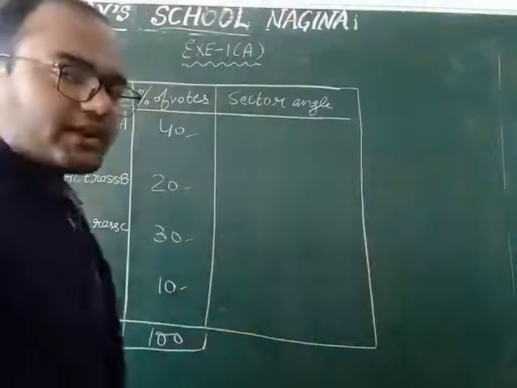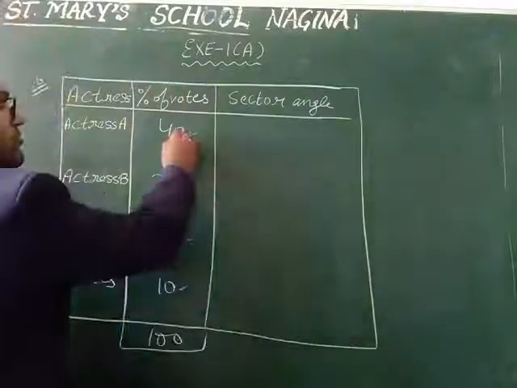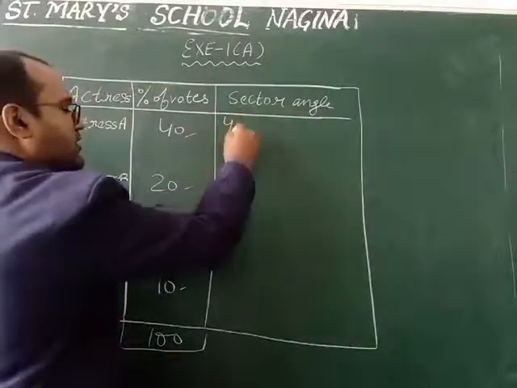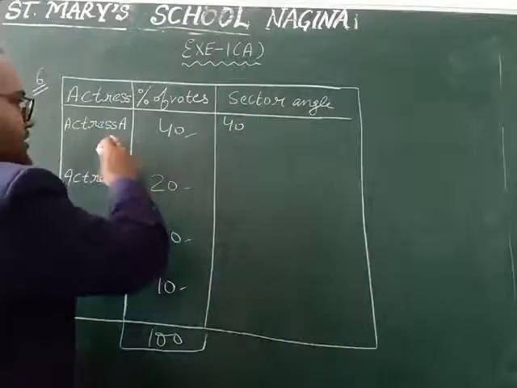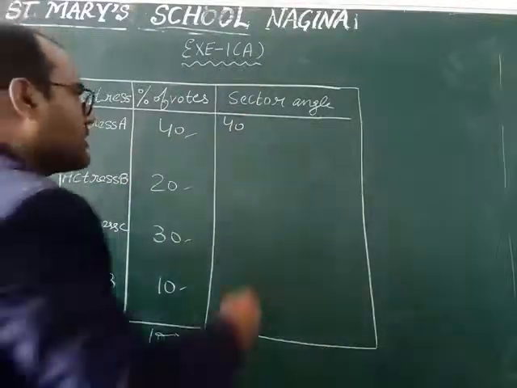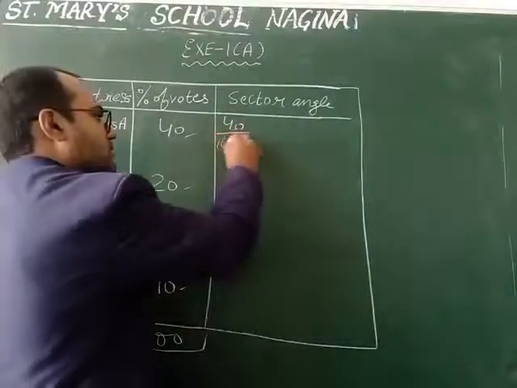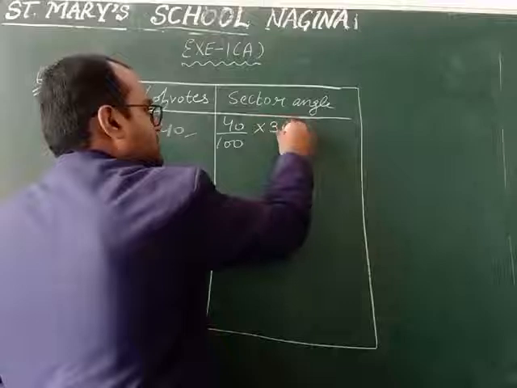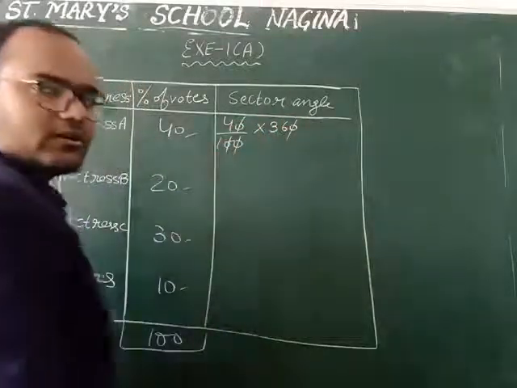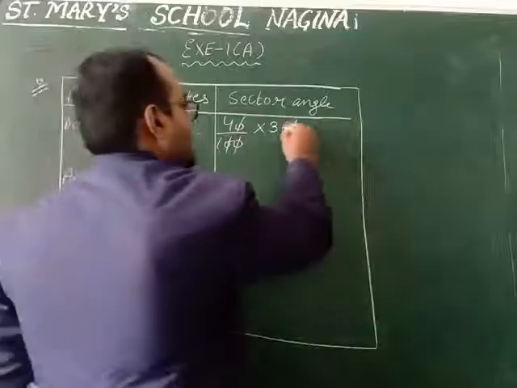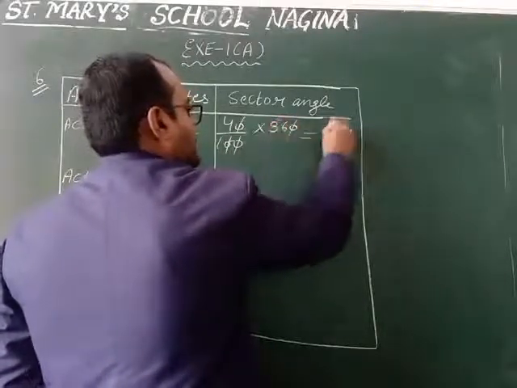Now we have to find the sector angle. In order to find sector angle, what we will do? This value we have to take in the numerator. Number of percentage of votes actress A got, that we have to write in the numerator. Total percentage of votes we have to write in the denominator. Multiply 360. 0 and 0 will get cancelled. These two 0 will also get cancelled. Now on multiplying these two, we will get 144.